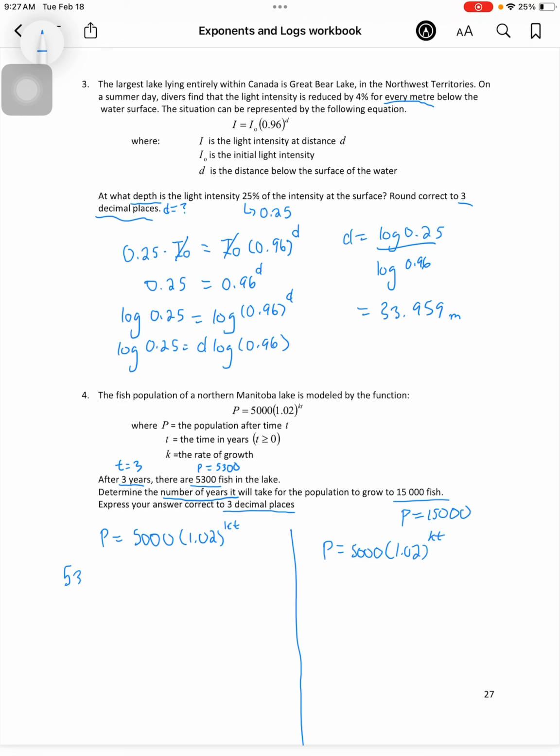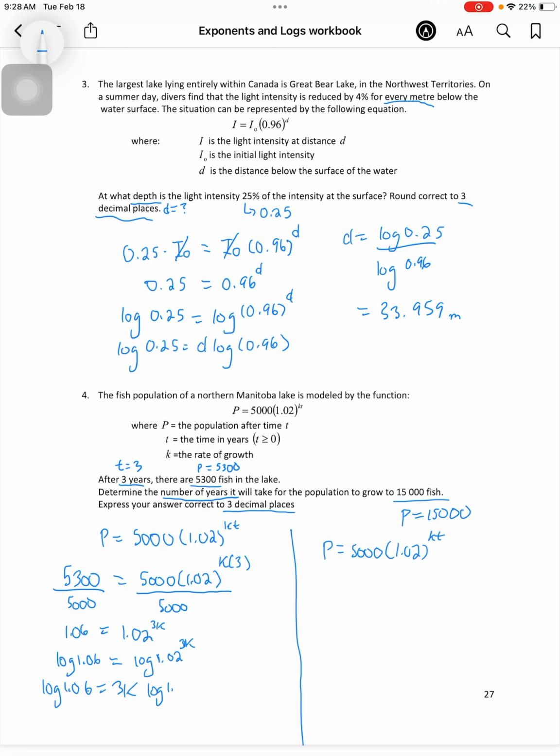On the left side, we plug in everything they gave us. So 5,300 equals 5,000 times 1.02 to the power of kt. They gave us t, so we're going to look for k. To do that, we get rid of the 5,000 on both sides. That gives us 1.06. Now at this stage, you can use logs and the power law. So log 1.06 equals 3k log 1.02. That's an ugly k, but that is a k.